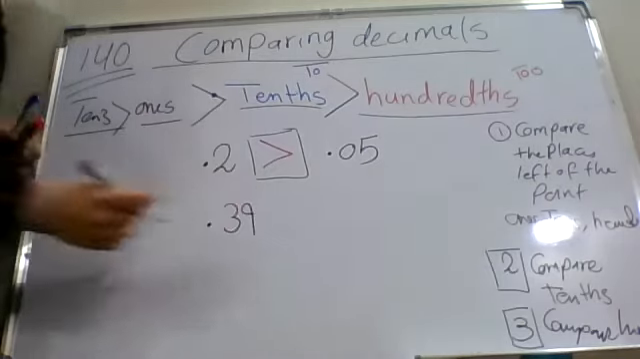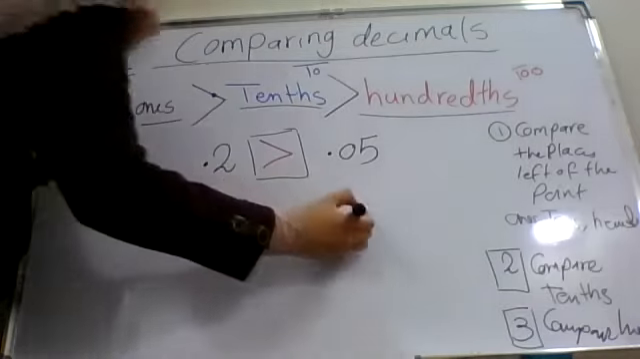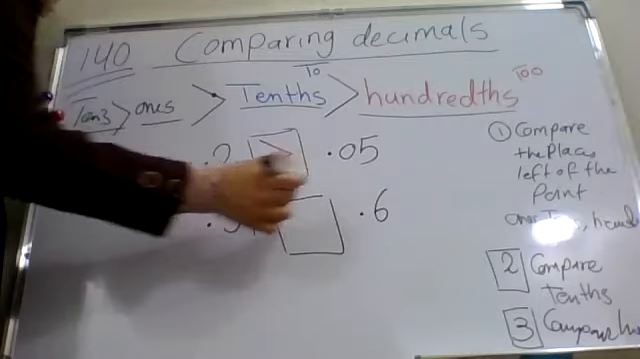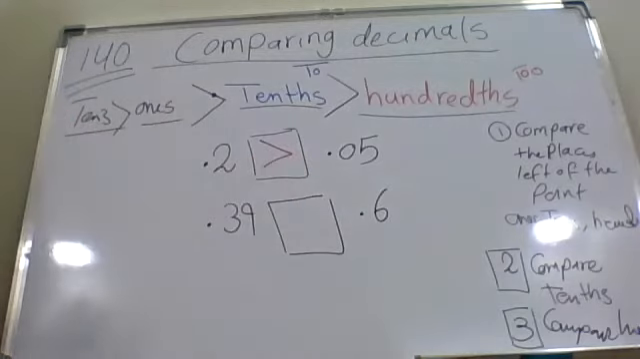The second one is 0.39, and you have 0.6. What do you think? Which one of them is the biggest? We have to look at the ones place.